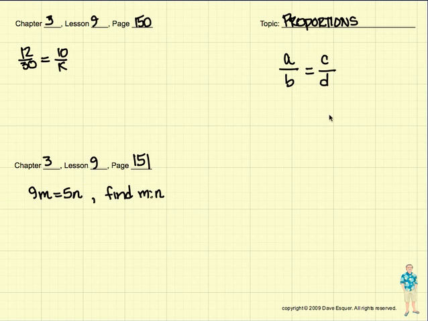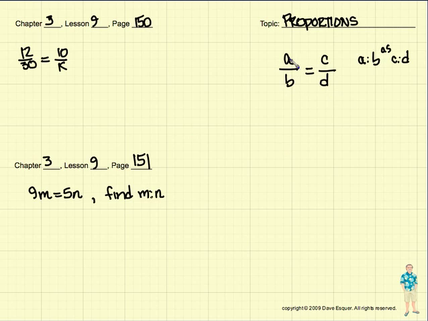A is to B as C is to D. Remember, we can write that as well as A is to B and C is to D. Remember, those colons are exactly the same thing, and I might put my word "as" in between there. So A is to B as C is to D, the "as" being the equal sign.